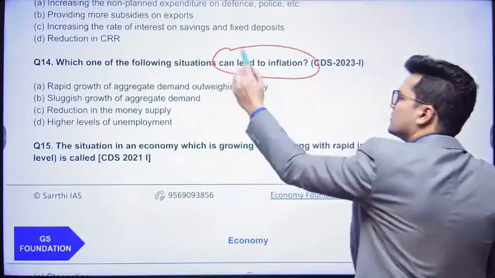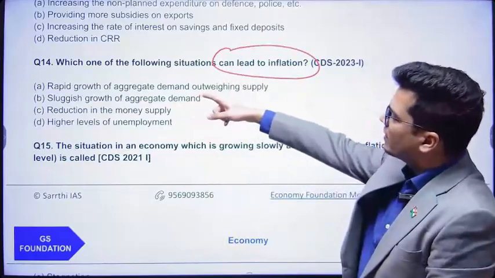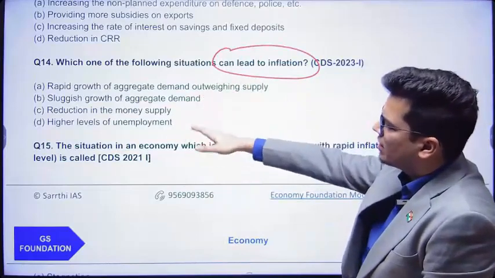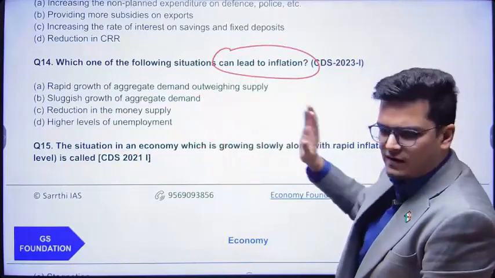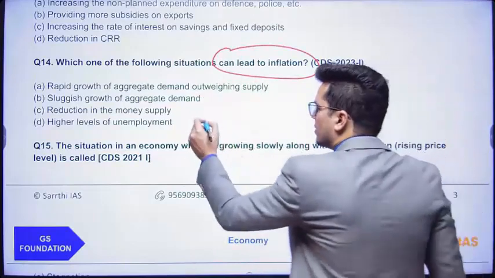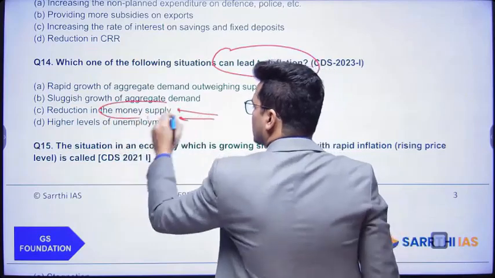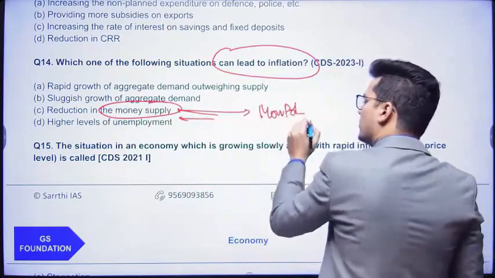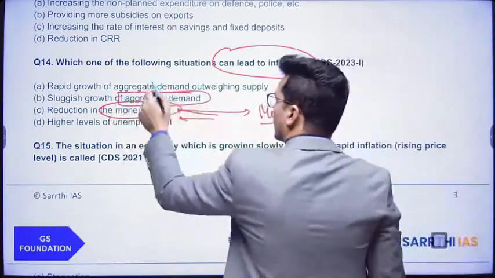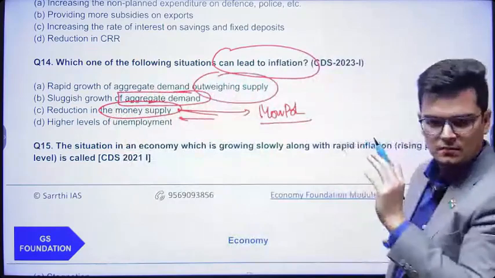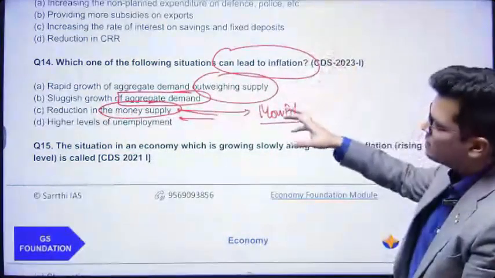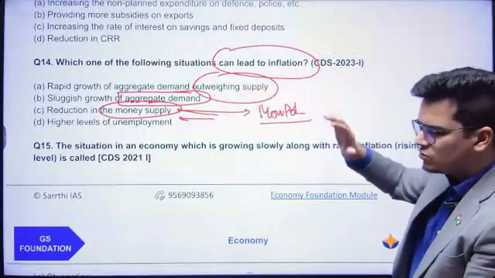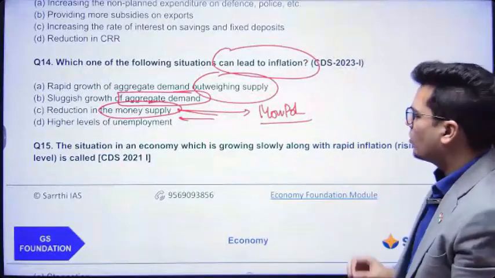Next, which one of the following situations can lead to inflation? I think this question we have done. Rapid growth of aggregate demand outweighing supply looks correct. Sluggish growth of aggregate demand is not right. Reduction in money supply, higher levels of unemployment. So we've read unemployment. We've not read about money supply. This we'll read when we talk about monetary policy. I think this will be our topic on Monday. Then aggregate demand and aggregate supply also we have read, right? So again, it gives me an idea that what leads to inflation, what leads to the controlling of inflation, those type of topics are important.